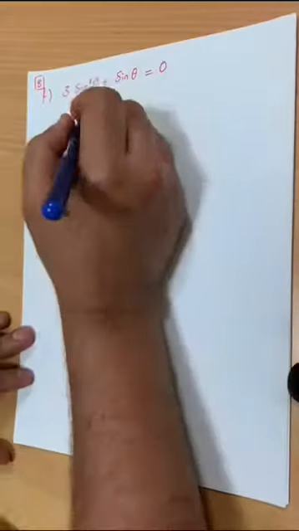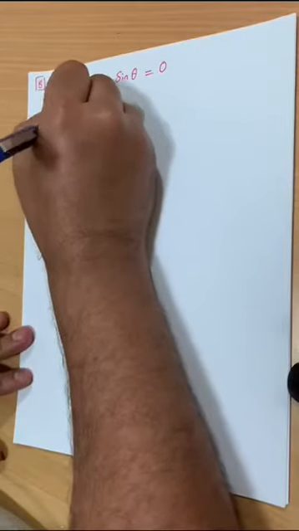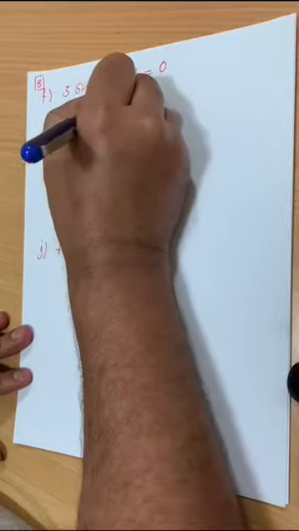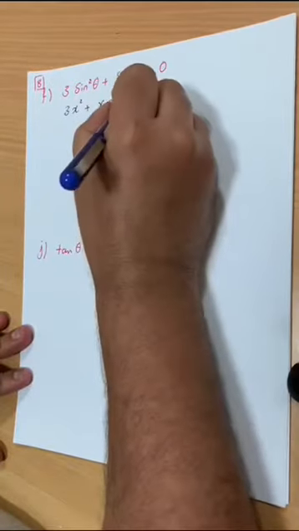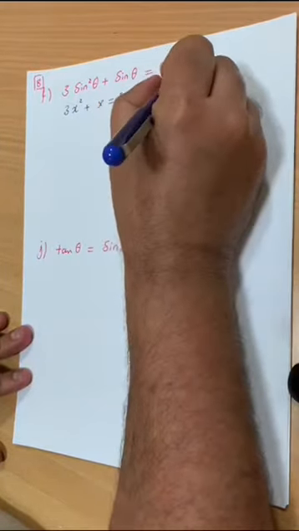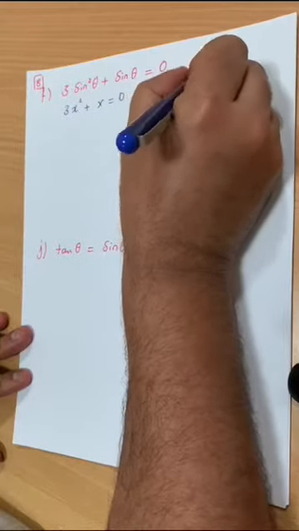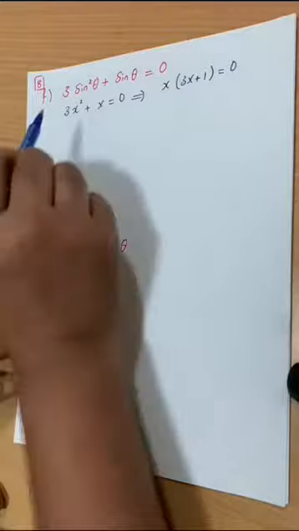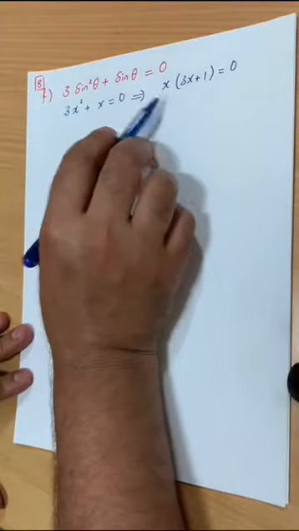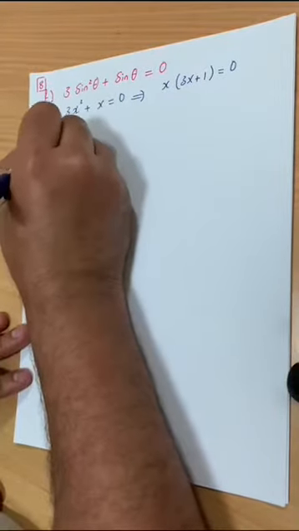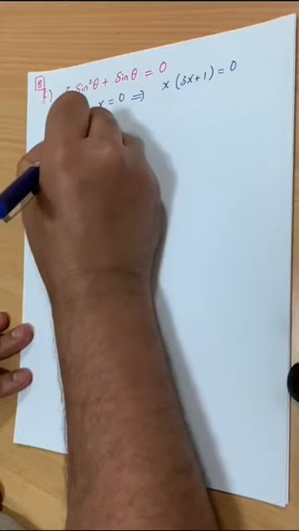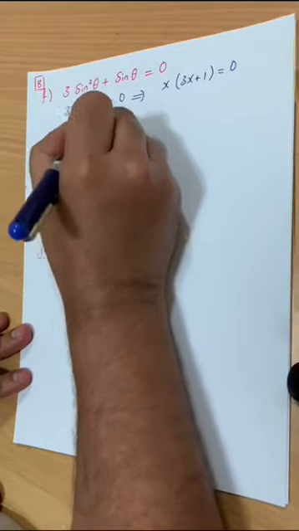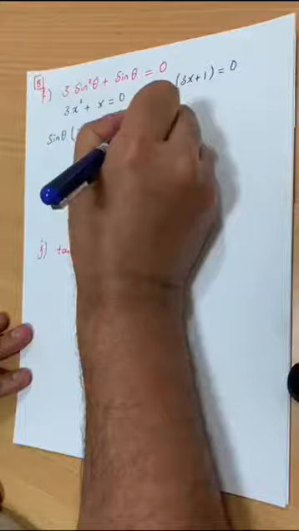So just to remind you, this is like 3x squared plus x equals 0. How do you solve that? You're supposed to take x as a common factor and only 3x plus 1 is left inside. It's the same idea. So instead of the sine, you have x. Now you can solve it easily. Take sine theta as a common factor, then between the two brackets you have 3 sine theta plus 1 equals 0.